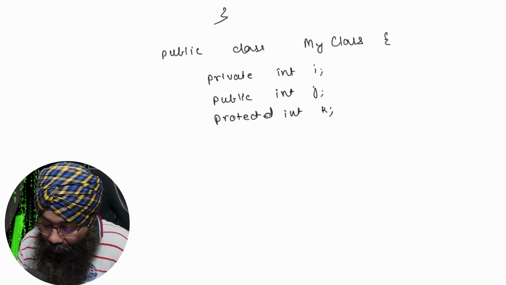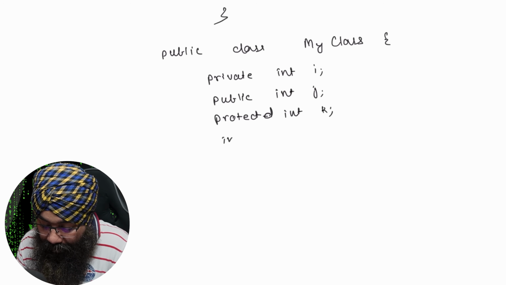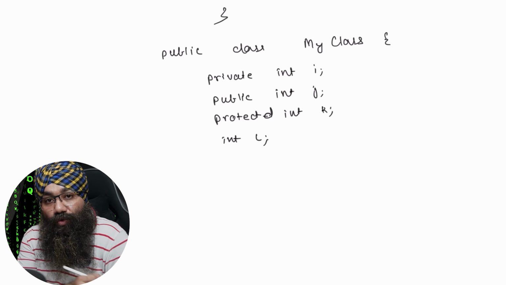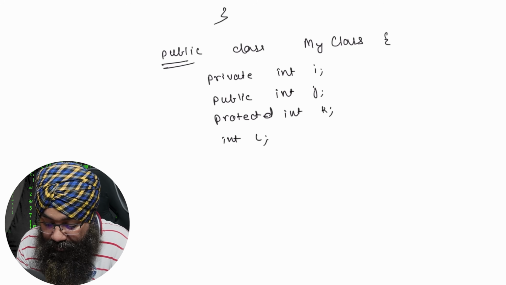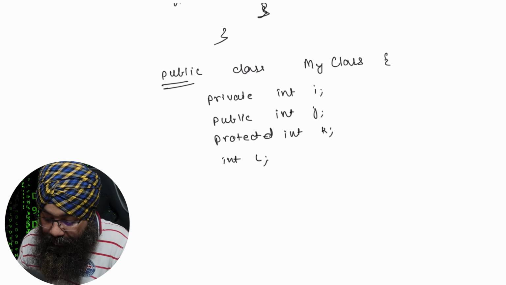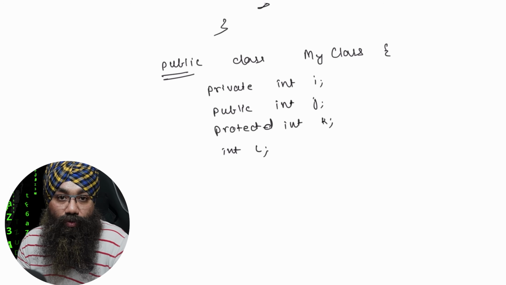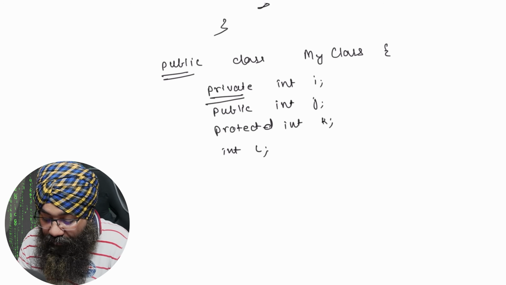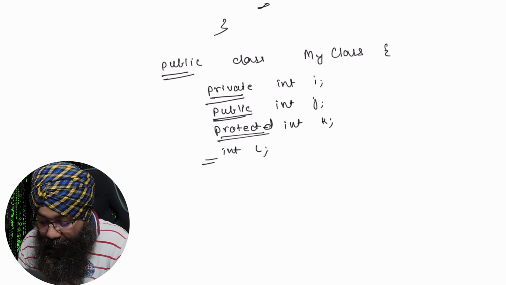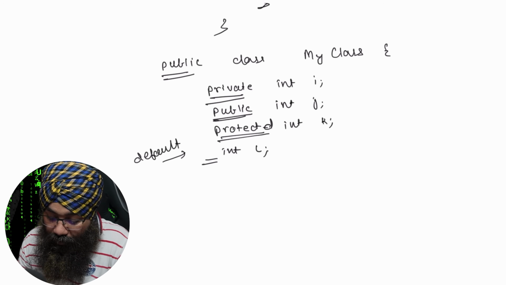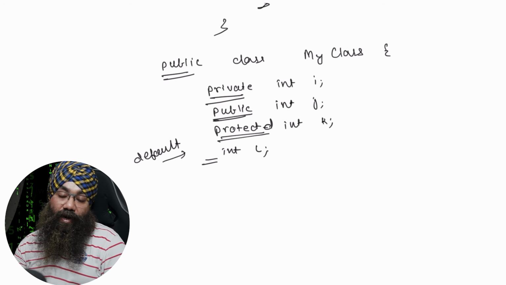And if we don't write any access modifier and we say int l, then the same access control rules apply. We saw they apply to class level and method level as well. The same rules apply to the variables declared in your class. Public, private, protected, and default. So if you don't write anything, it will be default. By default, you can understand that it is at the package level.